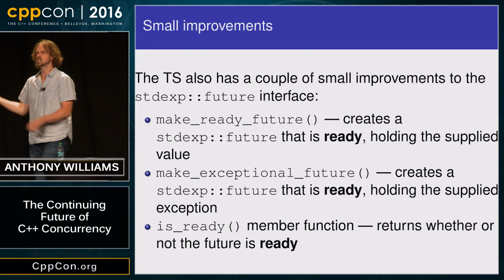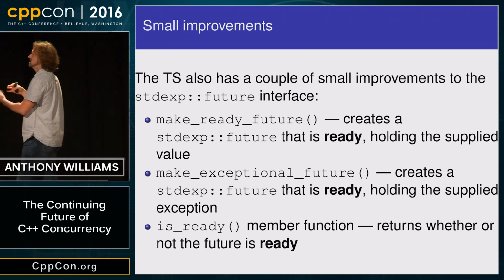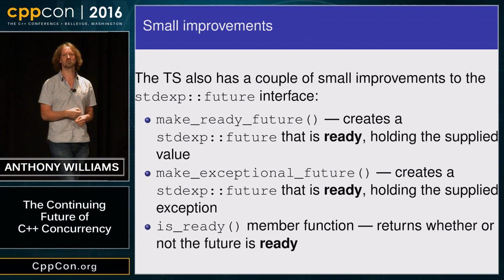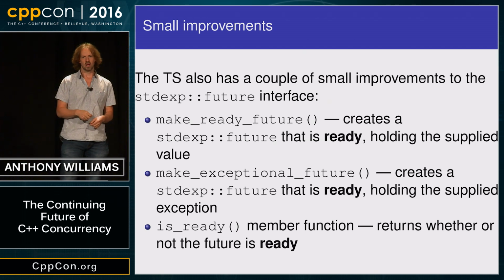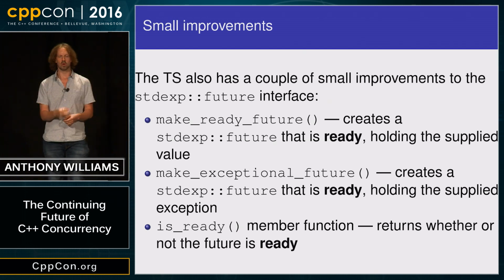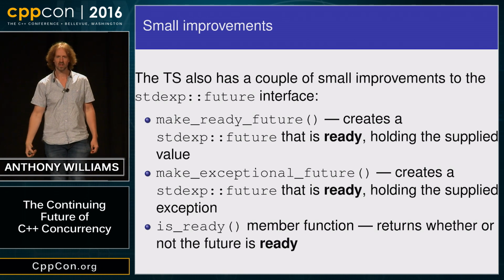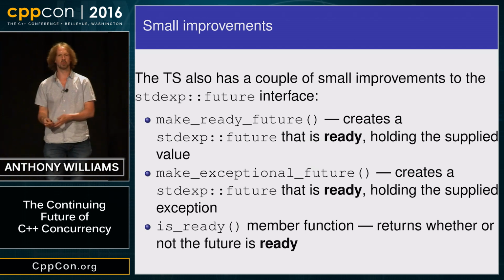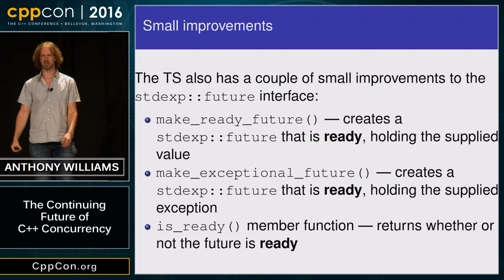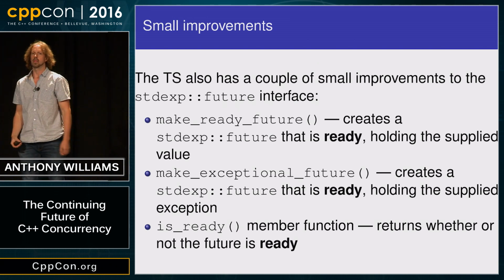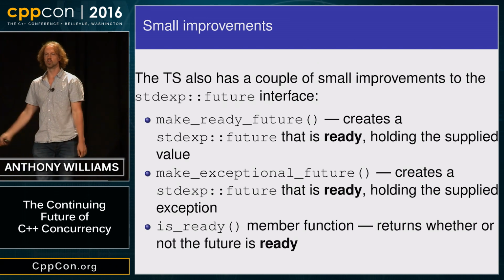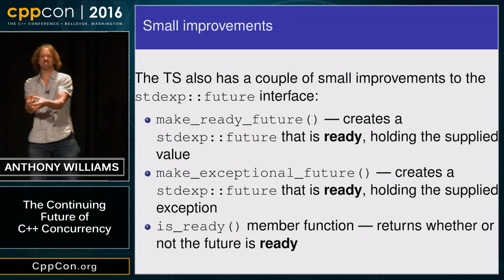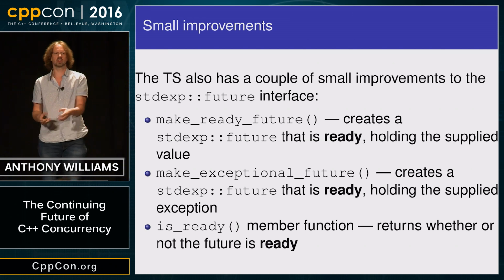Okay, that's not the only change to the futures interface. There's a collection of little changes we've got. First up are 2 functions to create futures that are already ready. make_ready_future gives us a future that holds a value. So rather than actually spawning a task, you say, well, I already know what the result's going to be, so here we are. And then the counterpart for that is make_exceptional_future, which creates a future that's holding an exception ready to throw. So if anyone dares call get on it, then it'll throw up in their face.